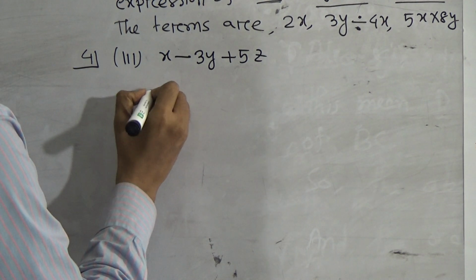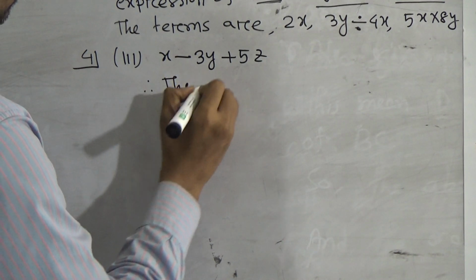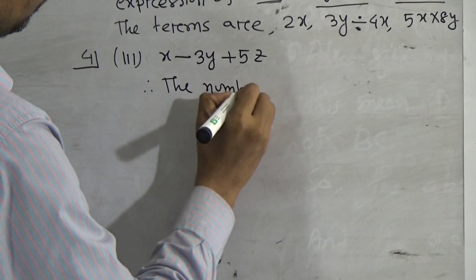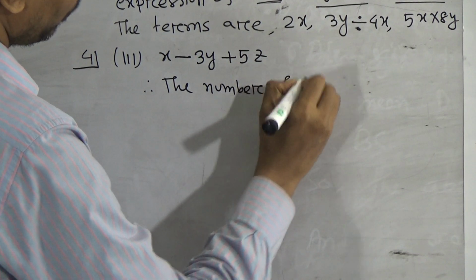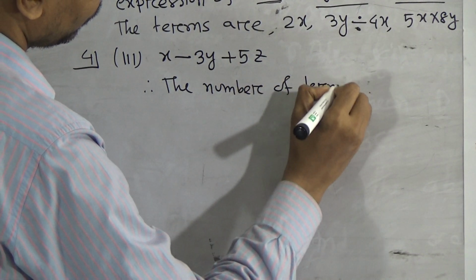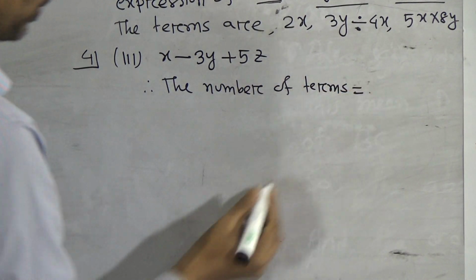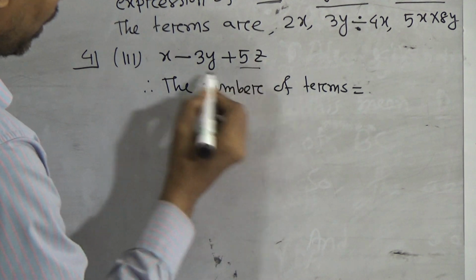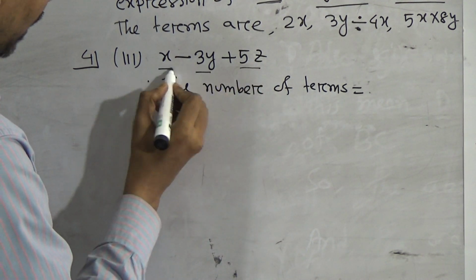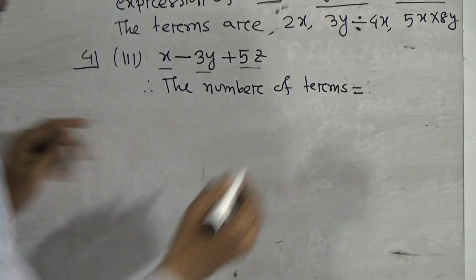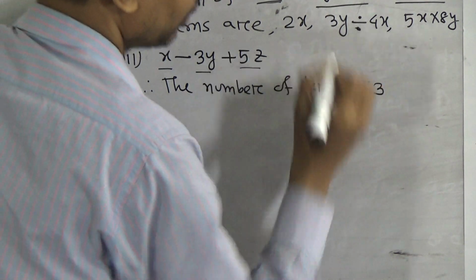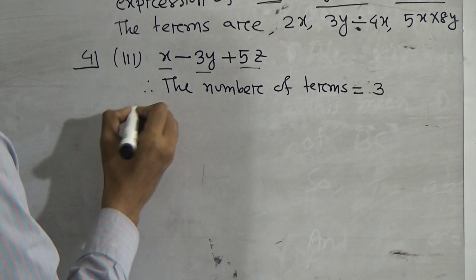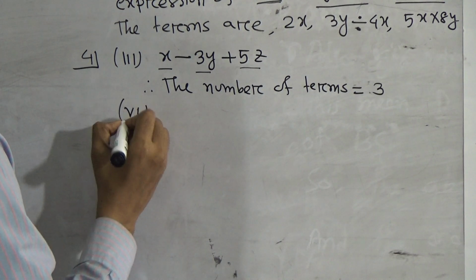Okay, student, therefore write the number of terms. How many terms? Look, this is one term, another one term, and this is another one term. That means the number of terms is here only 3. Now 6.